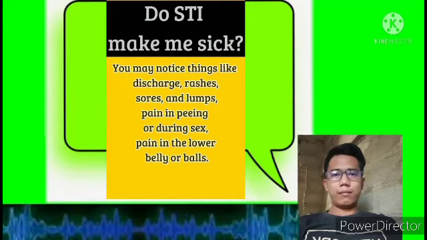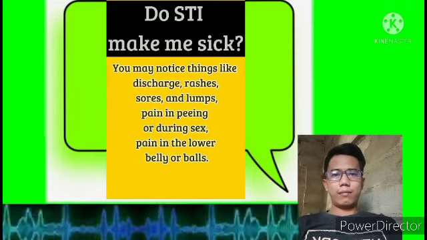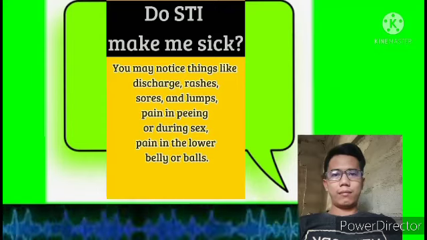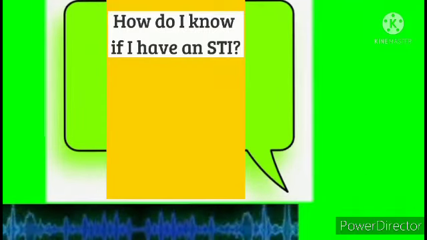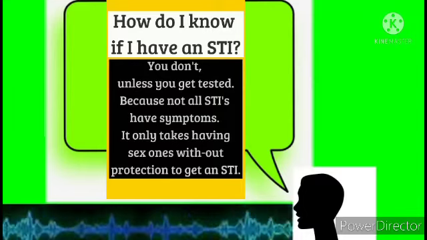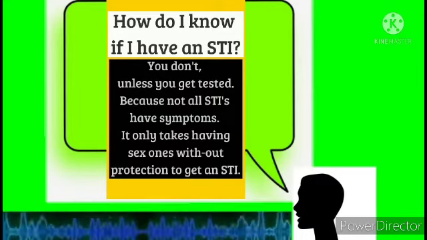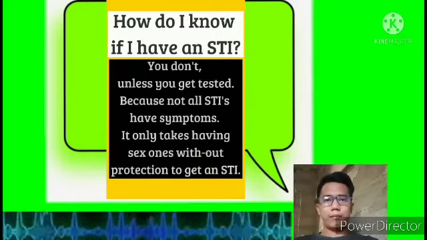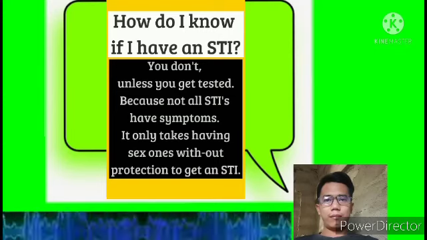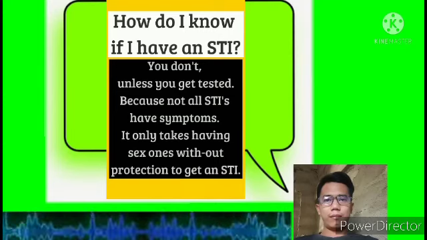Without treatment, some STIs can affect other parts of the body, such as your heart and brain, in years to come. How do I know if I have an STI? You don't, unless you get tested, because not all STIs have symptoms. It only takes having sex once without protection to get an STI. So get tested regularly if you're having sex. If you have a partner, you should both get tested.